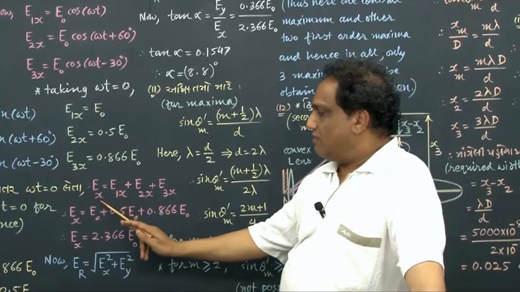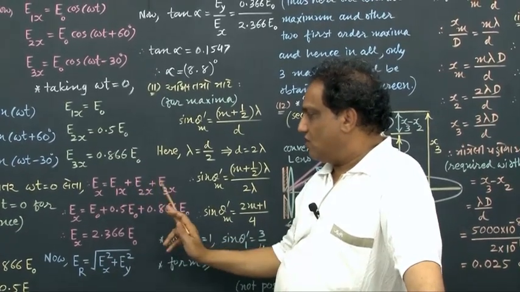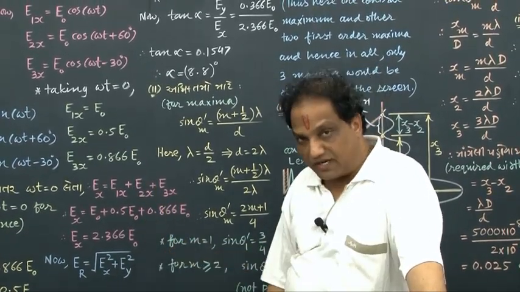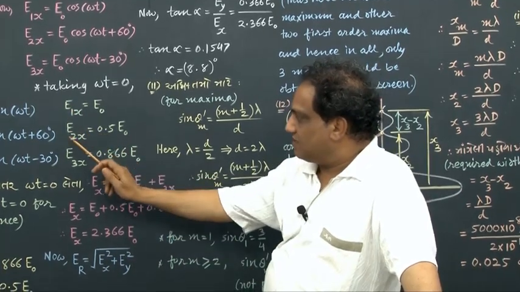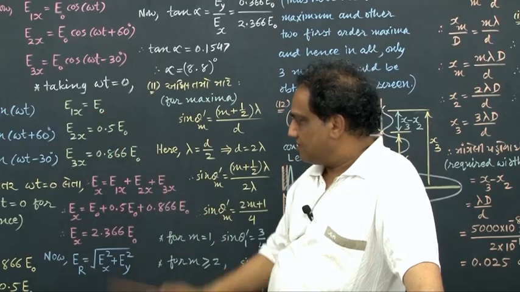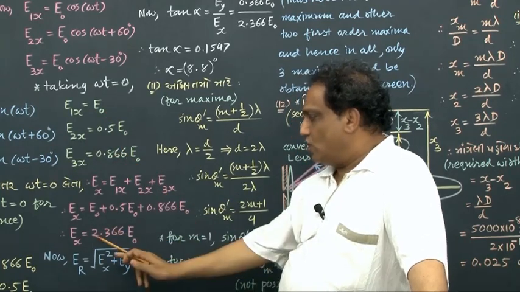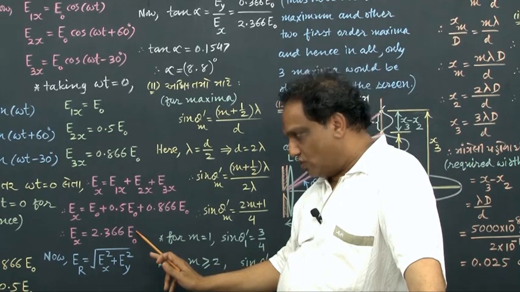Now, x component of resultant light vector is summation of x components of individual light vectors. E1x plus E2x plus E3x, this plus this plus this. This addition comes out to be 2.366 E0.